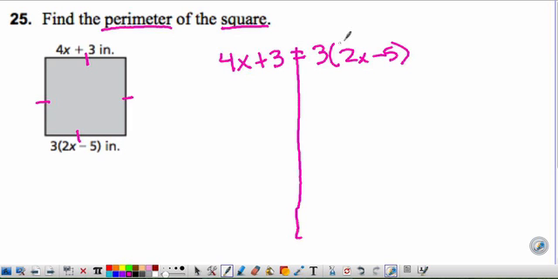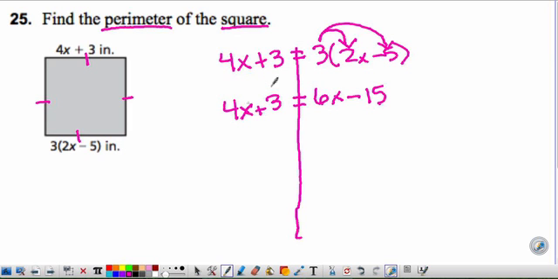Distributive property. Awesome. 3 times 2x is 6x. Bring this minus sign down. 3 times 5 is 15. Make sure you distribute to both of those numbers, okay? Let's bring down this 4x plus 3. We have the same variable. Thank goodness, it's an x.